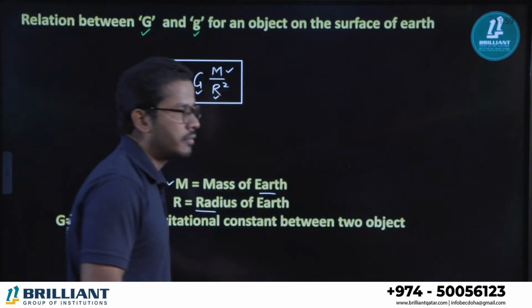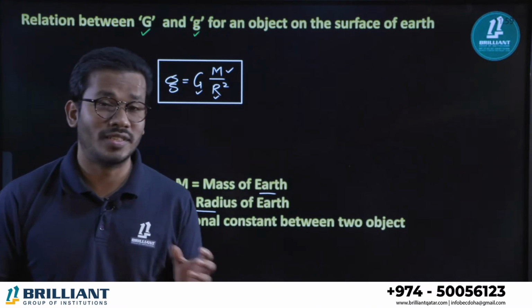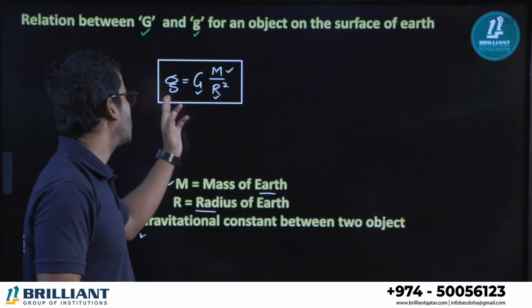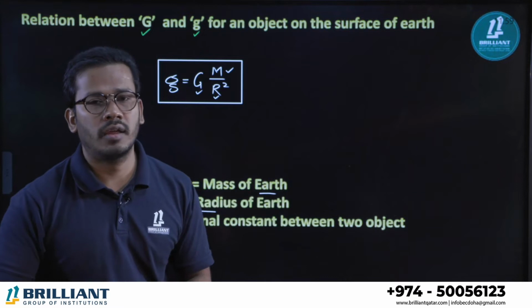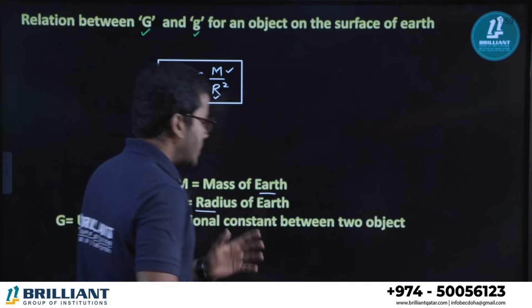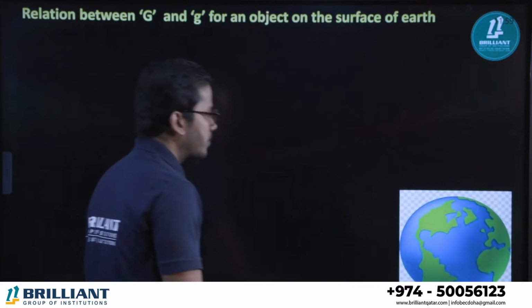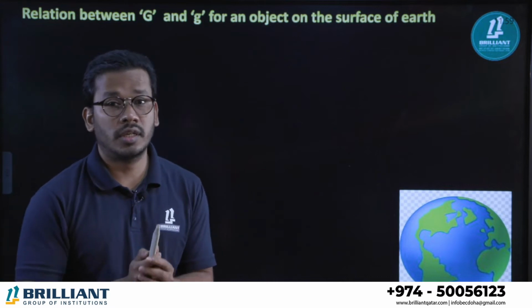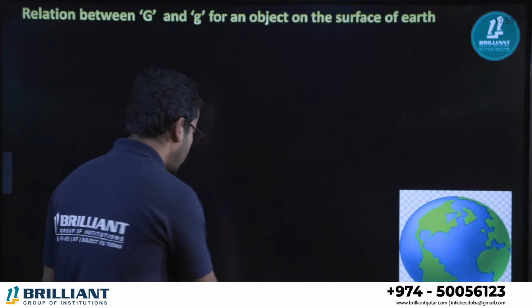We need a formula to solve. And what is that formula? You're going to tell me, sir, small g is equal to capital G M by r squared. Next case is how to derive this formula. So learn it. It's going to give you 3 marks in the exam.